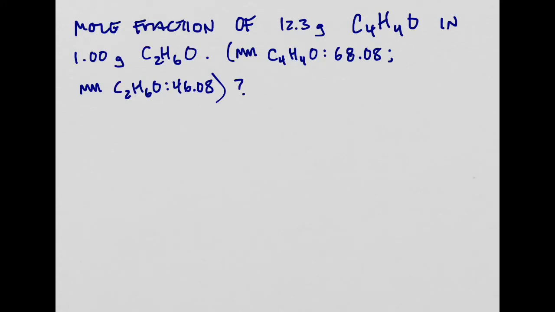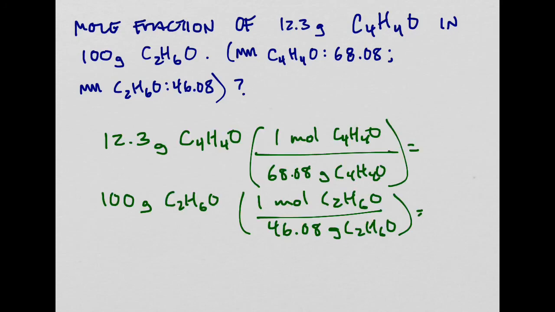Okay, so lastly, I have a slightly more difficult question because I haven't converted these things into moles for you. But what if I was asking for the mole fraction of 12.3 grams of C4H4O in 1 gram of C2H6O? Now, it's worth pointing out that this material here is called furan, and this is ethanol. So these things are both liquids in this case. And so the first thing you need to do, obviously, is figure out the number of moles of furan and the number of moles of ethanol that you have here.